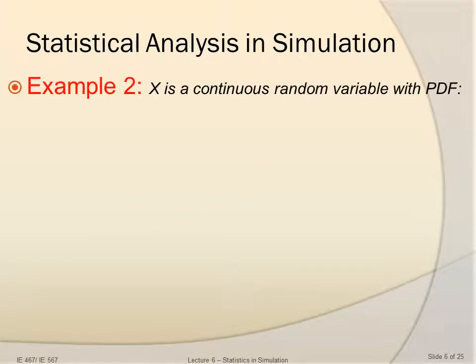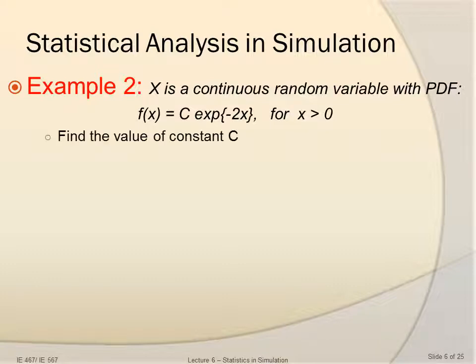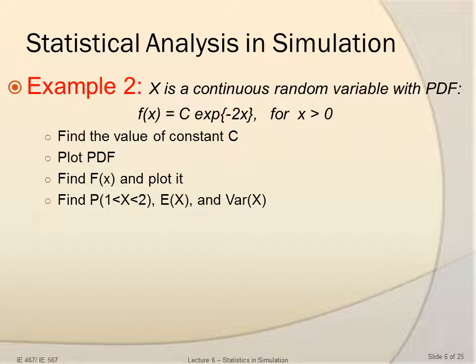Now let's take a look at the second example where we have x being a continuous random variable with the following density function. Notice that c is a parameter, a constant, and we don't know it, so the first task would be to find the value of the constant c. We also want to be able to plot the PDF, and that's something that we already considered in Lecture 5. And then find the distribution function and plot it. You'll find F of x, and you already know how to plot it because we plotted a similar thing in Lecture 5.